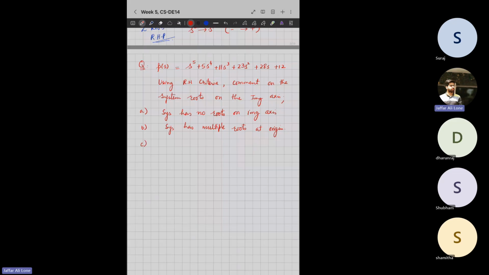Option C is roots on imaginary axis are plus minus 2j. Option D is roots on imaginary axis are plus minus 2j comma plus minus 2j, that is repeated roots on the imaginary axis. So these are the options.